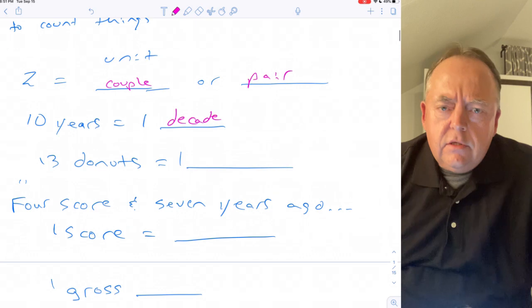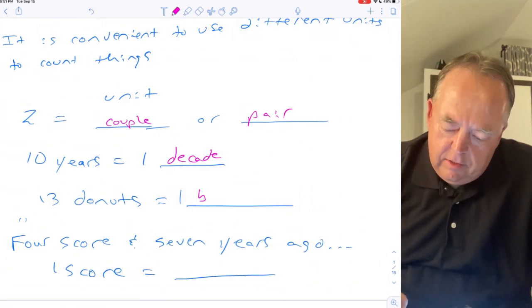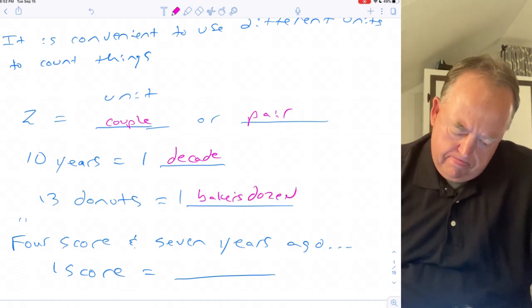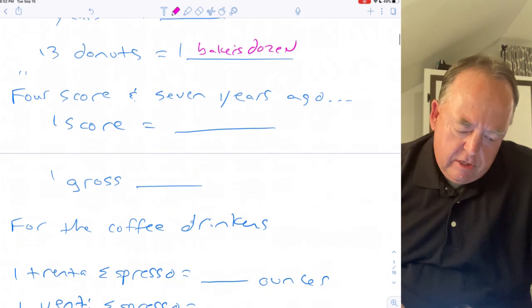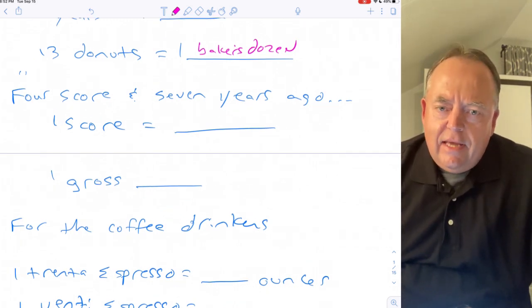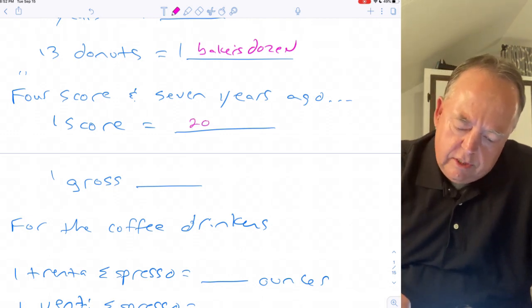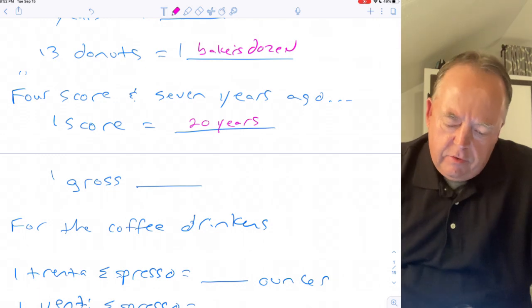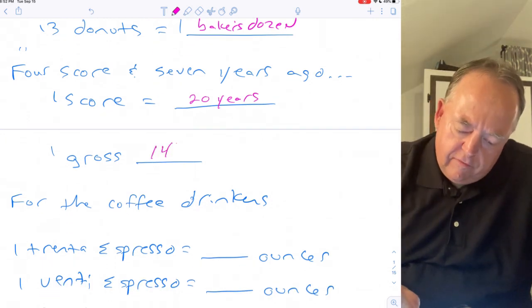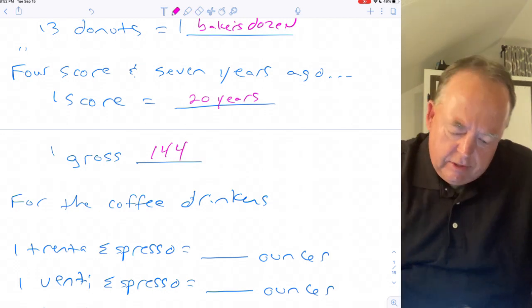So 13 donuts, that would be a baker's dozen, right? 1 baker's dozen. If you've heard the Gettysburg Address before, "four score and seven years ago," what does that mean? So what is a score? A score is 20 years. So that would be 87 years. And what's a gross? A gross is 144 of something. So there's all kinds of different units out there.